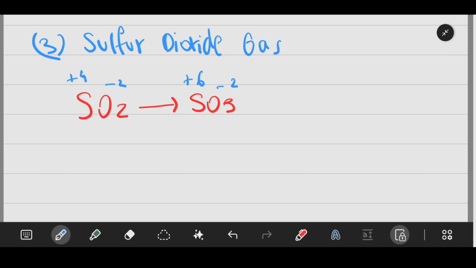So this wraps up all the oxidizing and reducing agents that are used in this chapter. With this, our chapter on redox reactions has come to an end.